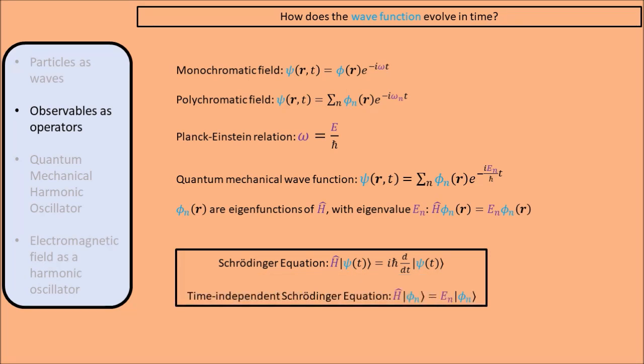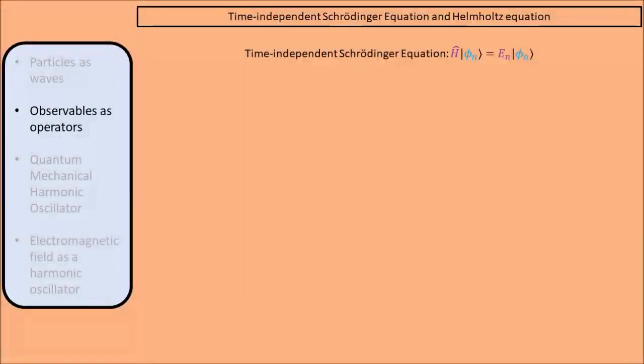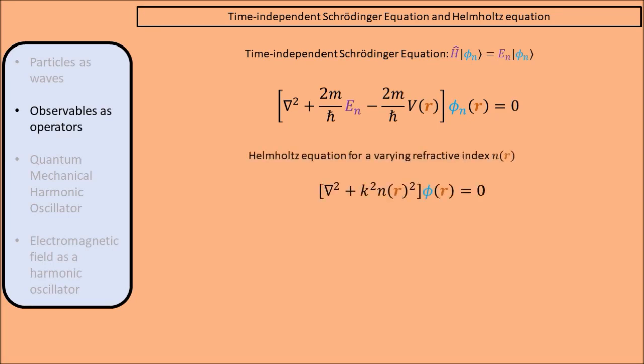We can draw an insightful analogy between the time-independent Schrodinger equation from quantum mechanics and the Helmholtz equation from classical optics. We can write down the time-independent Schrodinger equation and rearrange its terms. We can then write down the Helmholtz equation for a refractive index n that changes as a function of position, and we find that the two equations have the same structure. In both cases, the wave function phi is multiplied by a Laplacian plus some spatially varying function. So we can draw the following analogy.